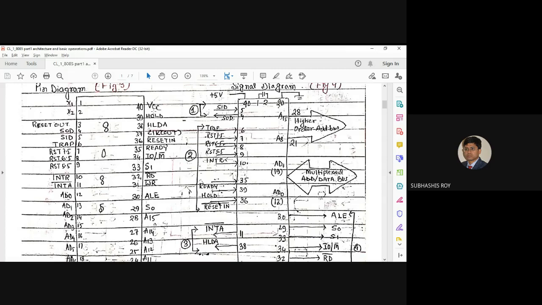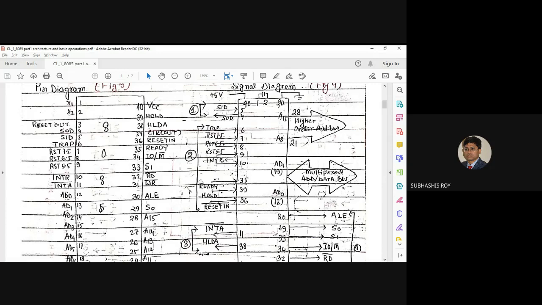And you don't need to remember the pin numbers, but what you need to understand from this diagram is how the pins are allotted, okay, which pins are allotted for which purpose. So this information you should know. So from this figure, there are many things that we can understand. First is the use of multiplexing the lower order address bus with data bus. So, okay, what is the advantage of that? It reduces total pin counts.